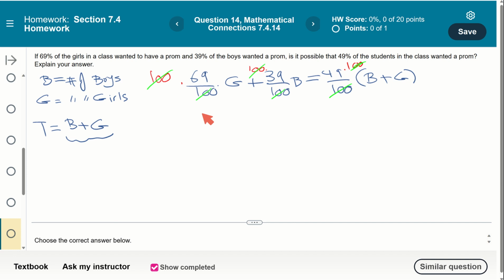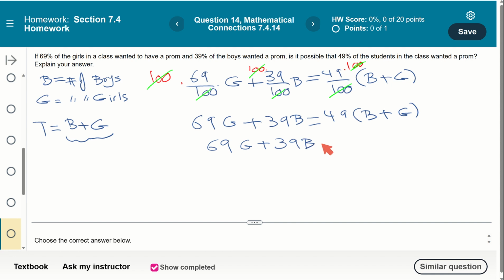So now we have 69g plus 39b is equal to 49 times b plus g. We want to see if we can find a relationship between the number of boys and girls that would make this possible, right? So let's keep going. 69g plus 39b equals, we're going to distribute the 49, so 49b plus 49g.